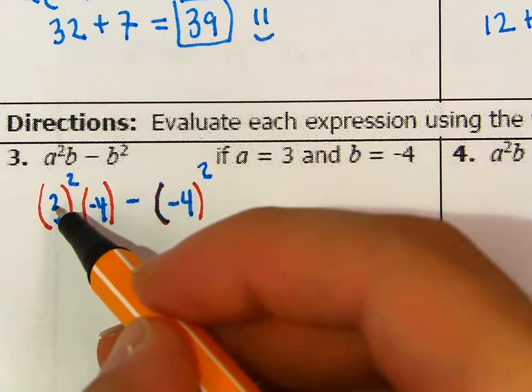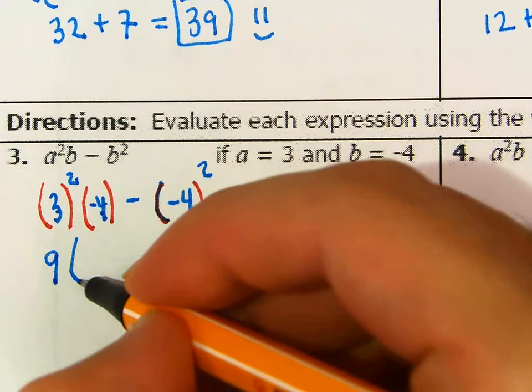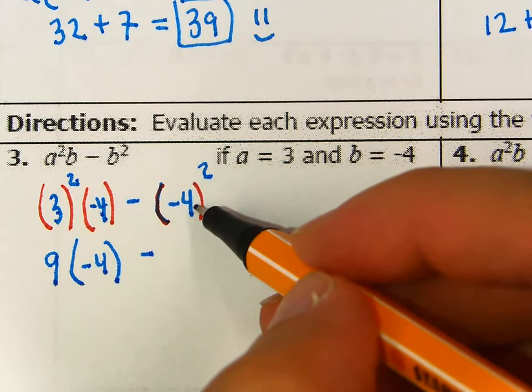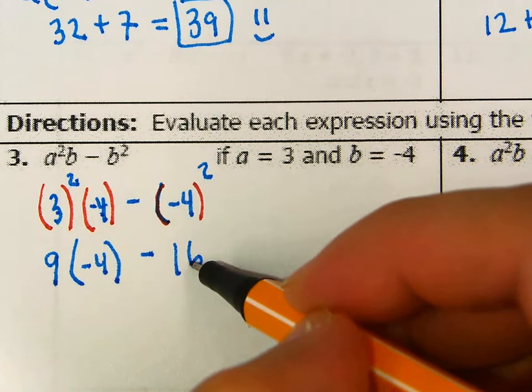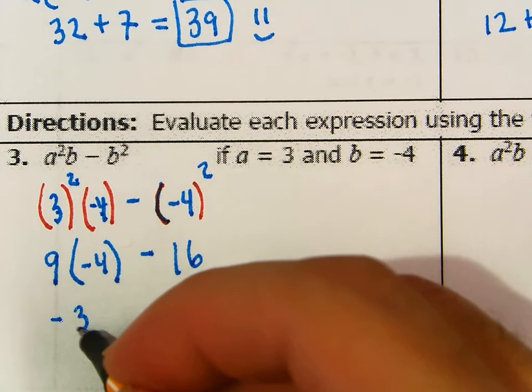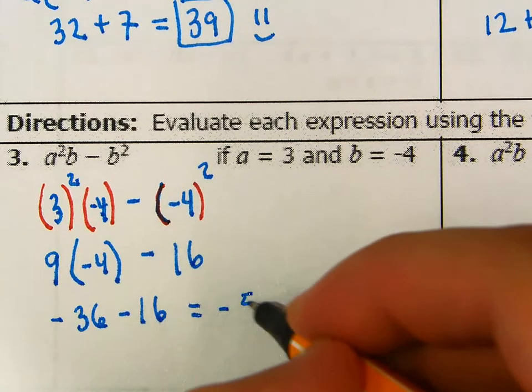So then how would I do this? I have to do 3 squared first, which is 9. 9 times a negative 4 minus, now what is negative 4 squared? That should be 16. So 9 times negative 4 is negative 36 minus 16, and that is negative 52.